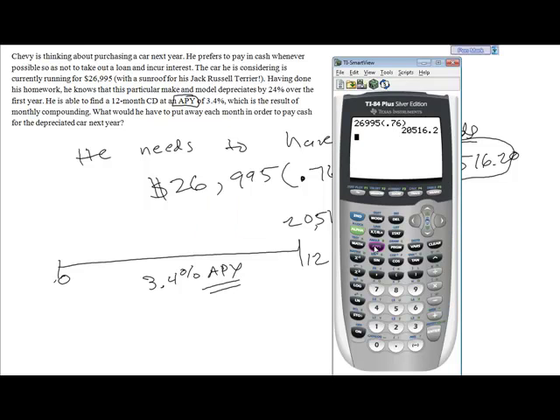So first thing I'm going to do is come over to my TVM solver, and just like we've done in the past, we're going to go ahead and calculate my APR. So APR is based on a 1 year basis. In this case, 1 year means 12 months because it's compounded monthly. My APR, I don't know what this is. This is not 3.4 because this is the APR right here.